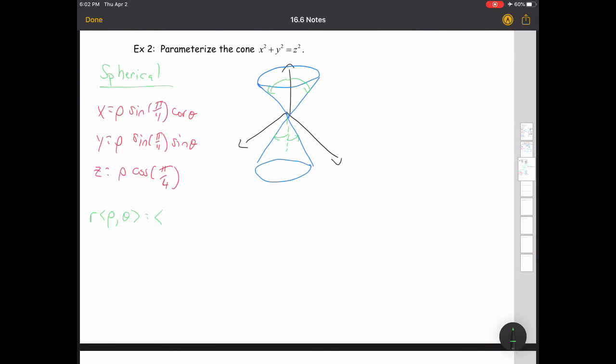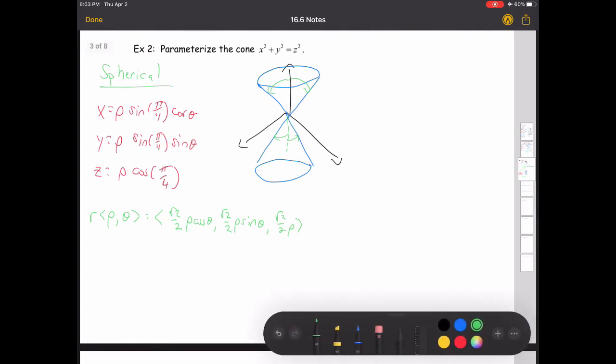And so that would be written as, well, we can actually figure out what sine of pi fourths is, so we don't have to write it as sine of pi fourths, although you can. It's technically not wrong, but sine of pi fourths is root 2 over 2. So the x value would be root 2 over 2 rho cosine theta. The y value would be root 2 over 2 rho sine theta. And then cosine of pi fourths is also root 2 over 2, so it's just root 2 over 2 rho. And we could define it like that. And again, I'll go to calc plot and show you that.